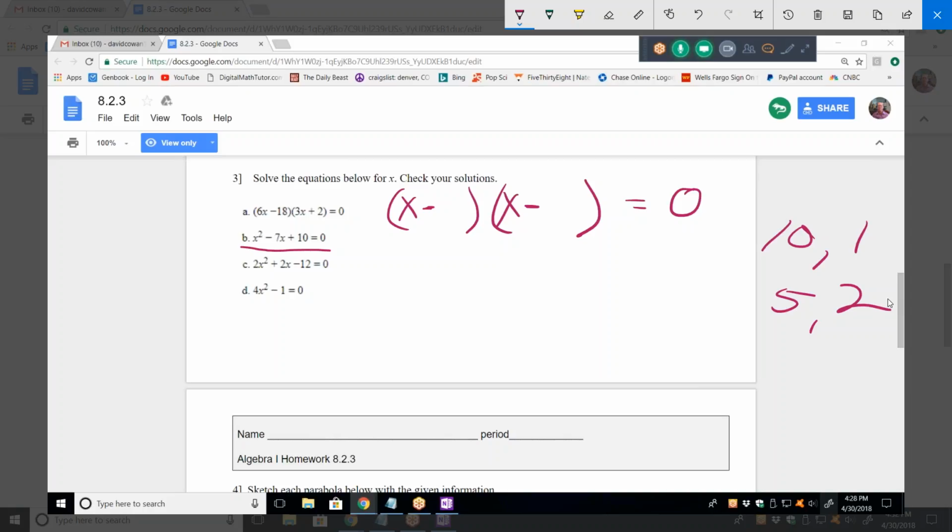Right. And it's not going to matter whether I put the 5 there and the 2 there or vice versa. I'm going to get the same thing. Okay, and I'm not quite done. Keep going. Tell me what my solutions are. Your solutions are positive 5 and positive 2. You got it.